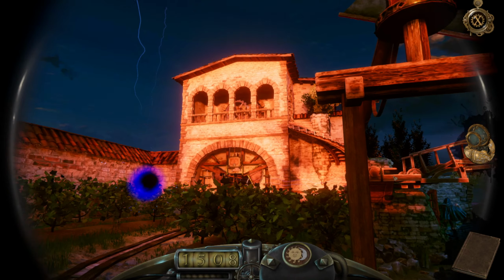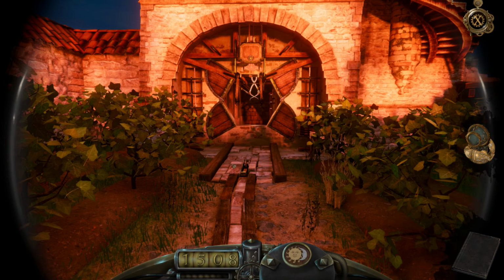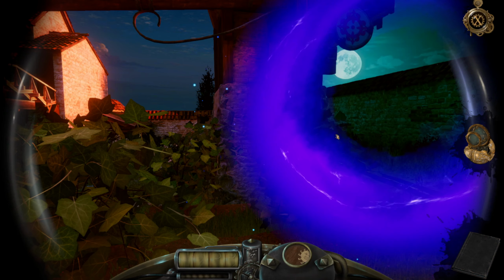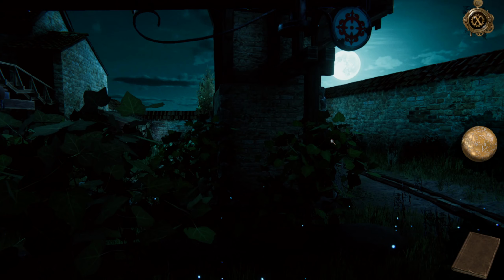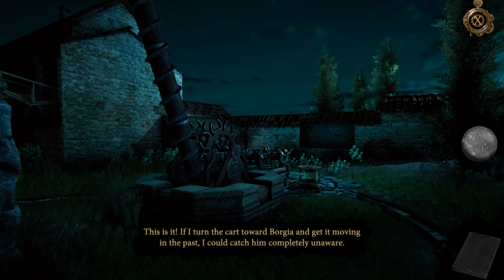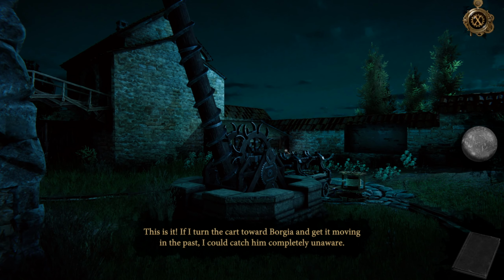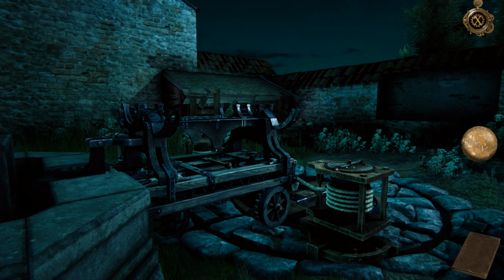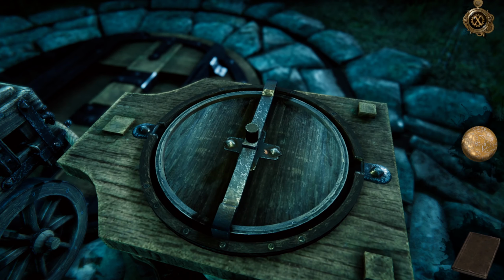Is there... Why do I gotta go in here? This is it. If I turn the cart towards Borgia and get it moving in the past, it should catch them completely unaware. Like it'll appear there. But I already moved it around in the future. You know what I mean?